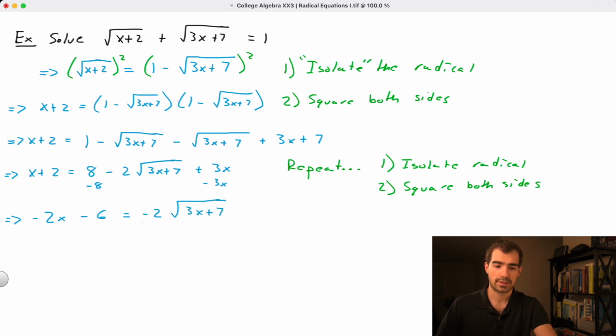From here, if we divide both sides by negative 2, on the left we'll have negative 2x over negative 2, or simply x, and minus 6 over minus 2, or simply plus 3.